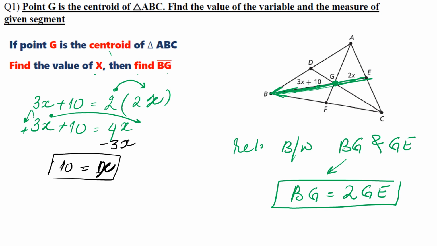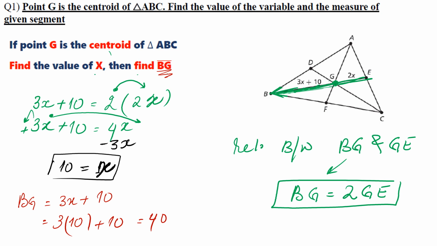Now I want to find out BG. How to find BG? I know that BG is 3x plus 10, which means I have to substitute x. So 3 times what is x? The x value I just found, which is 10, plus 10. Put it in the calculator or mentally, 3 times 10 is 30. 30 plus 10 is 40. So this is how I can solve any problem using the centroid theorem.